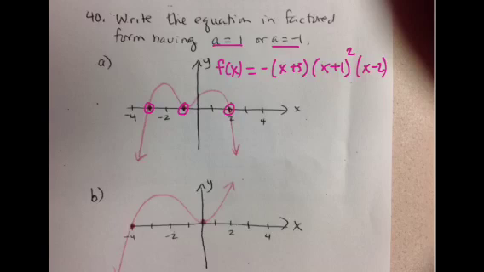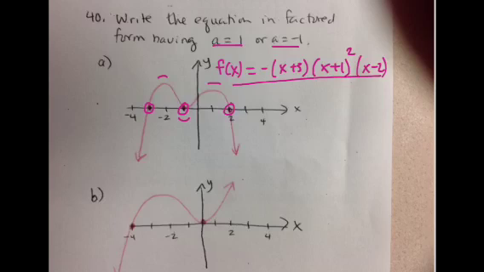If I look at all my x's and I multiply together, I get x to the 4th, which makes sense because I knew I needed an even degree. It has 1, 2, 3 turning points, so 4 minus 1 is 3. The degree is 4, 4 minus 1, 3, it matches. So here's the answer for that one.